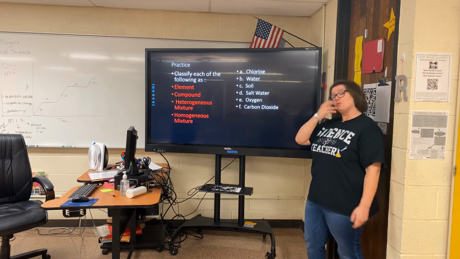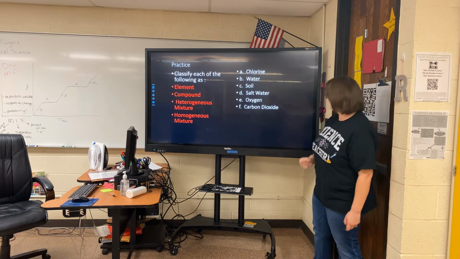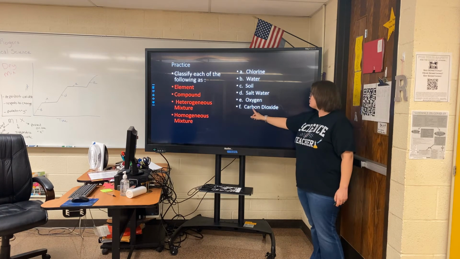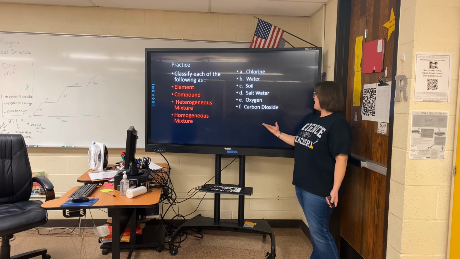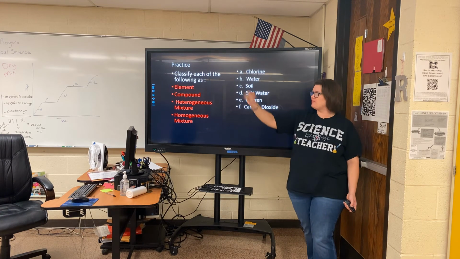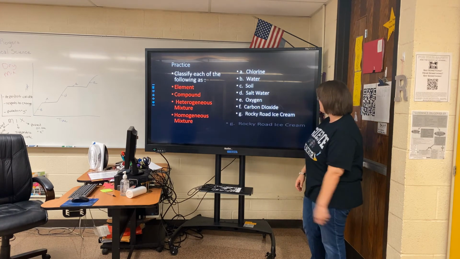Carbon dioxide, that's what we breathe out, what we expire, if you will. Carbon dioxide, that means there's 1 carbon and 2 oxygen. Hey, that's a compound. Both of those elements are up on the periodic table.